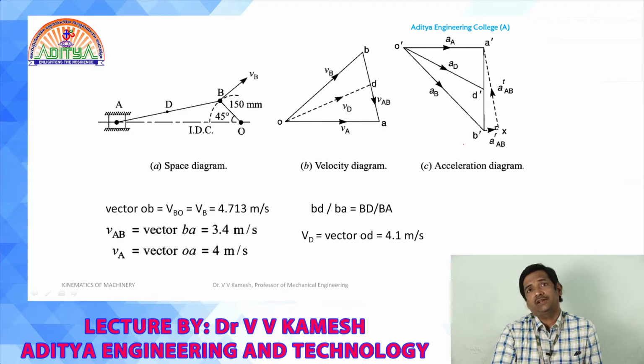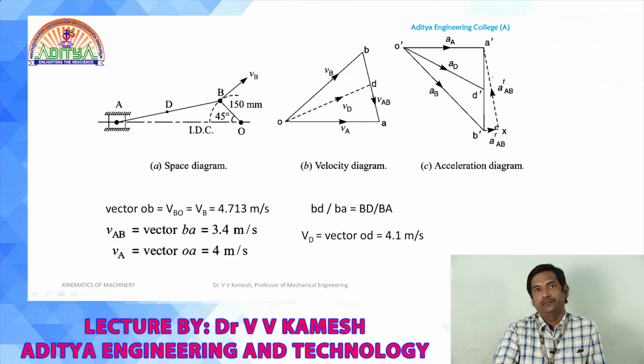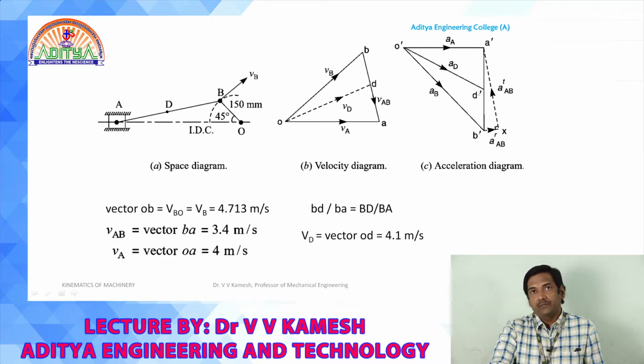Now, what is the acceleration of the point D? So, we need to identify a point D dash on this acceleration diagram such that the acceleration of D will be identified from O dash to D dash. So, this is AD. Now, we do not have any radial component for this point D. Why? Because we are identifying the D dash on the ultimate or absolute acceleration of AB.